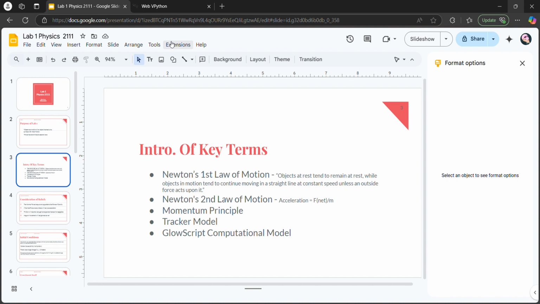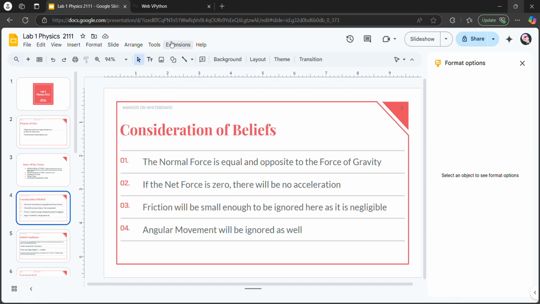We'll be using the momentum principle and using the Tracker model and GlowScript computational model for this as well. Consideration of the key beliefs of this is that the normal force is equal and opposite to the force of gravity. This is just showing that there's no net force in the y direction and that the friction will be small enough to be ignored here, which shows that there's no net force in the x direction, which shows that the total net force is 0 and there will be no acceleration. Additionally, angular momentum will not be considered here, as although we are using a marker, which is a cylinder, we're only tracking the point mass of it, and therefore it doesn't matter quite as much.